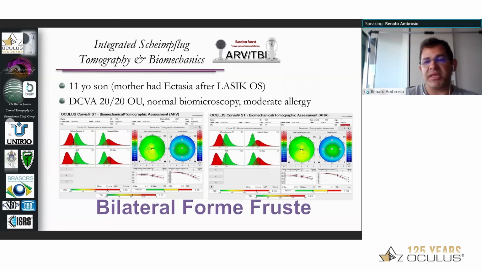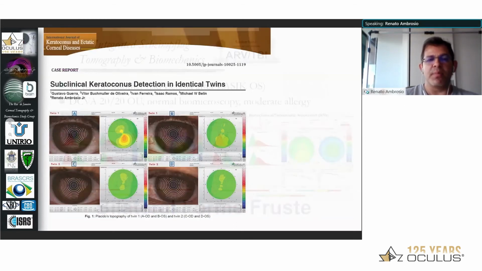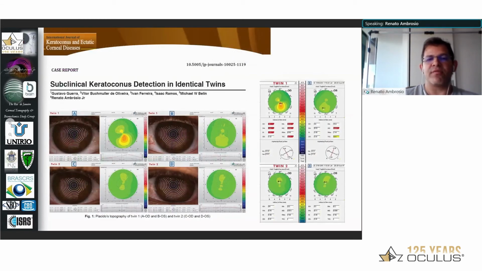I don't think cross-linking is indicated now, but definitely the Belin ABCD should be taken care of in 6 months from this measurement, and this patient thankfully is still stable. Both eyes can occur with a bilateral form fruste, and this is the best example of that.